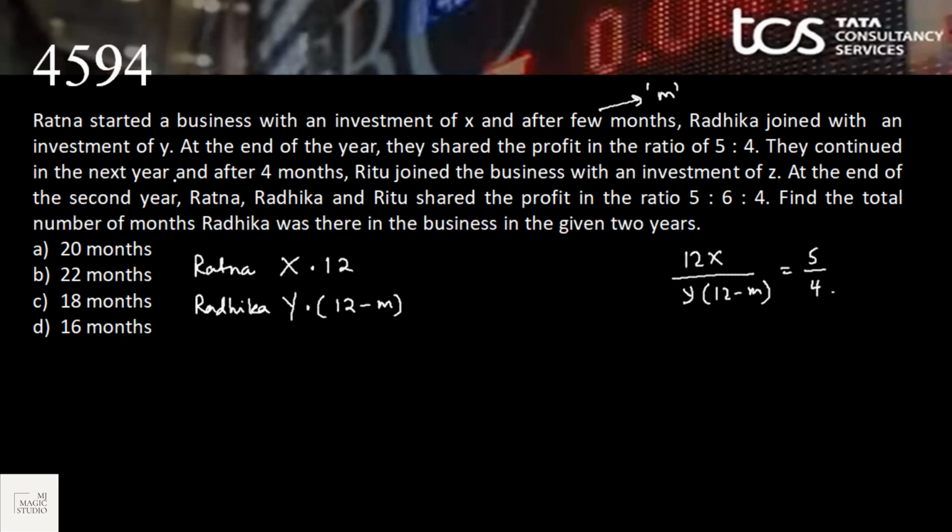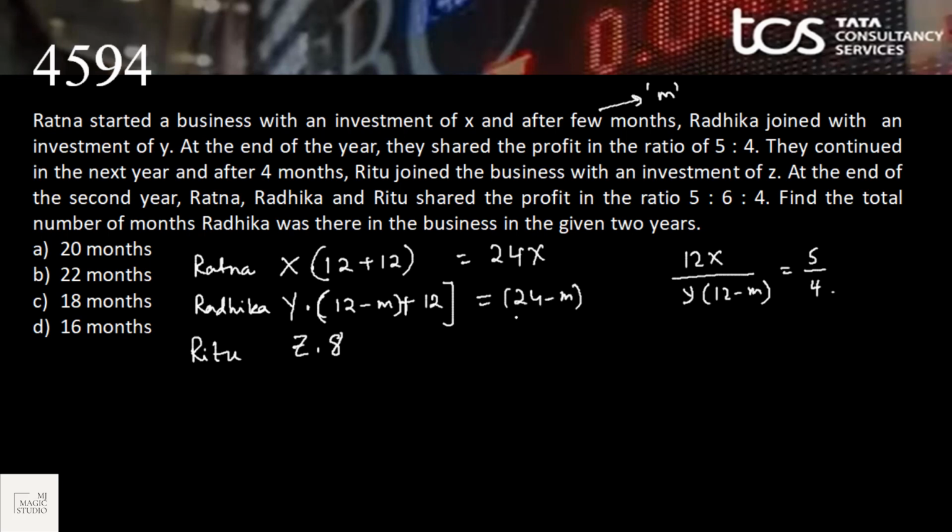They continued in the next year, and after 4 months of the next year, Ritu joined the business with an investment of Z. At the end of the second year, her investment is there only for 8 months. Ratna's investment is there for 12 plus 12. Radhika's investment is there for 12 minus M plus 12. So this would be 24x, 24 minus M into Y, and this would be 8Z.